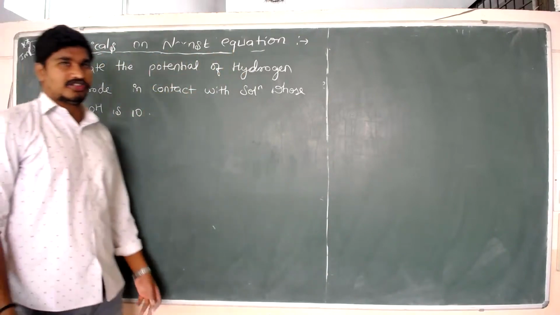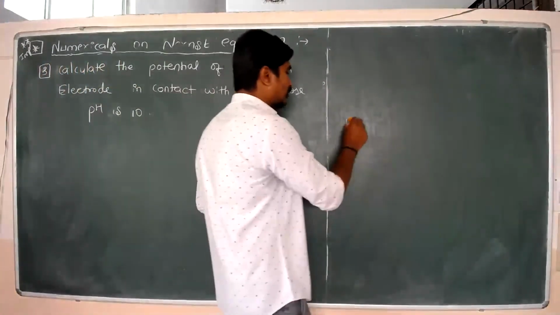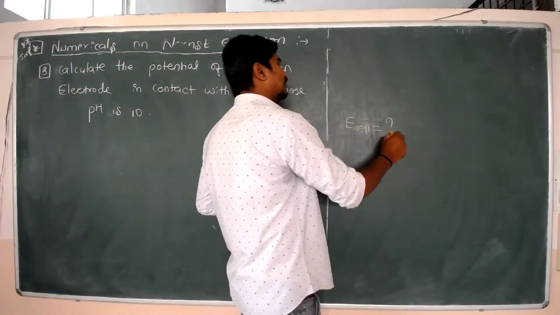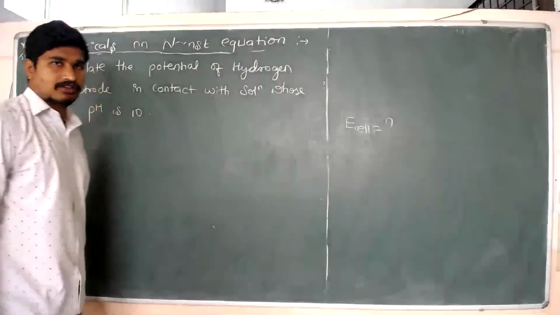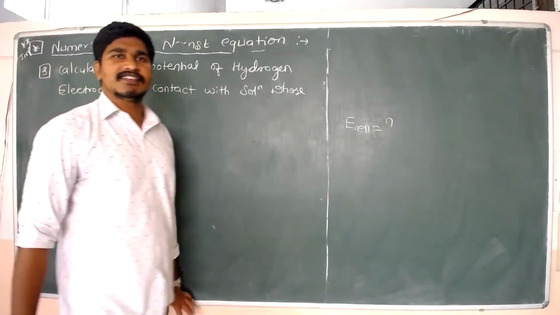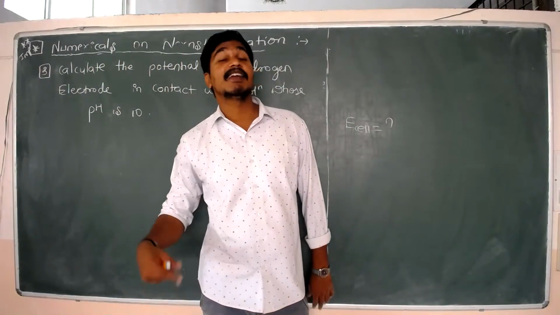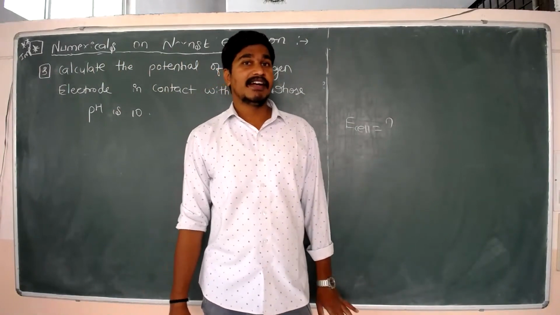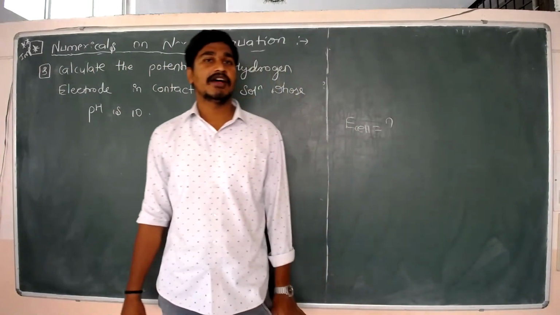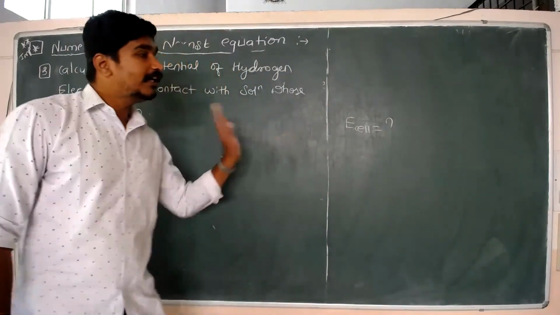That is electrode potential only, E cell for the hydrogen electrode. He is asking for which electrode? Hydrogen electrode. But we know that for the standard hydrogen electrode, the E value is 0, whether it is cathode or anode. Standard hydrogen means the concentration of hydrogen ions in the beaker should be 1. Then only it will be 0.